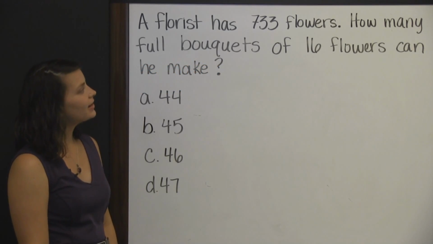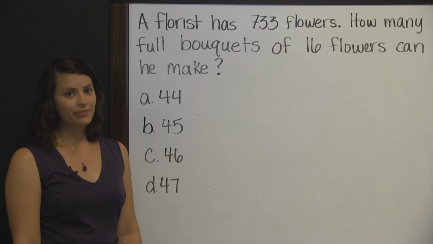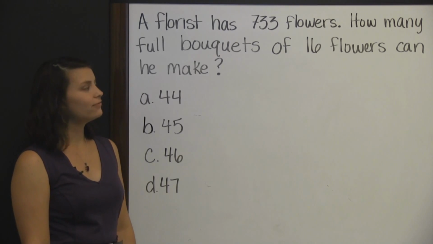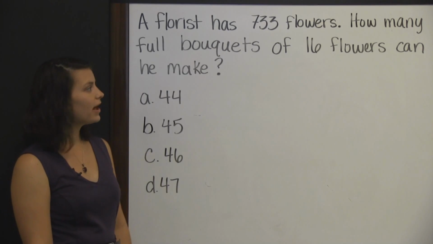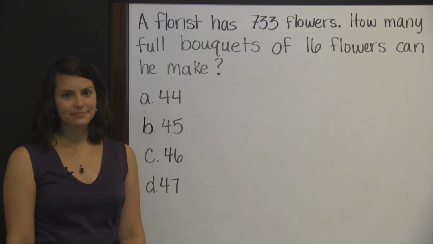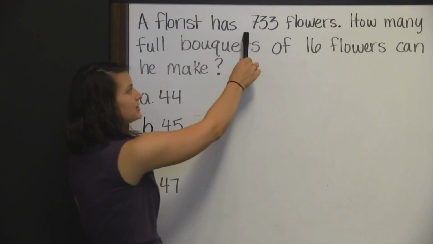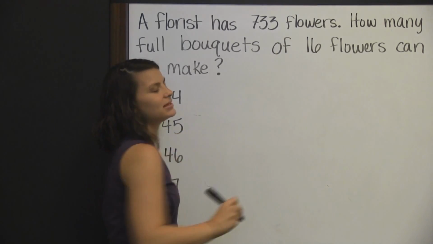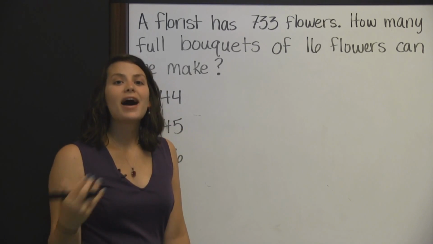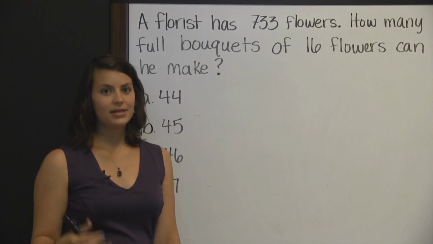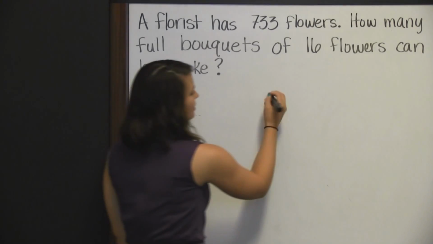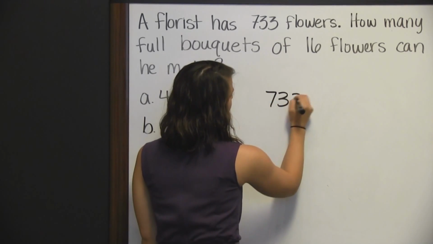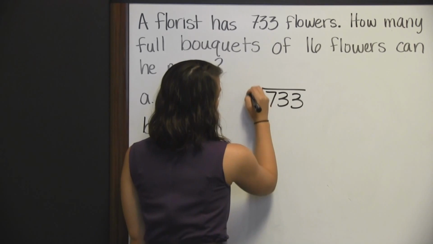A florist has 733 flowers. How many full bouquets of 16 flowers can he make? We want to take this number 733 and divide it by 16 because we're dividing the flowers up into bouquets. So we take 733 and divide it by 16.